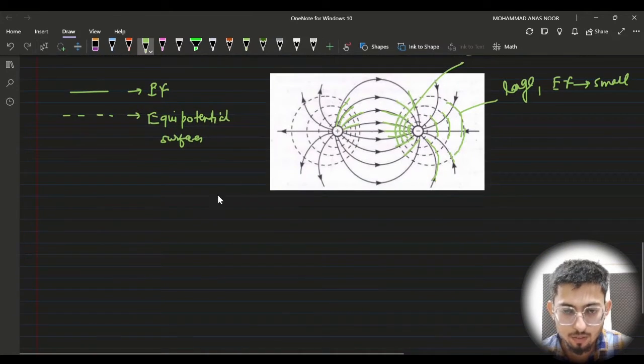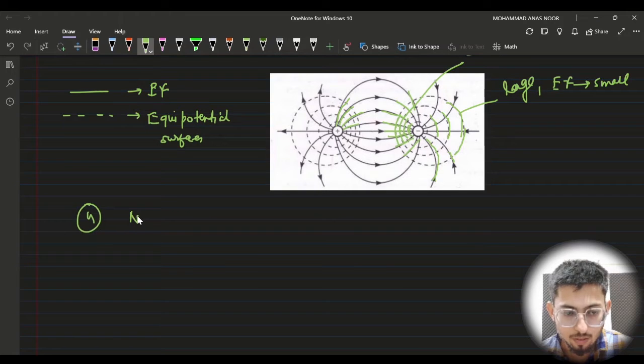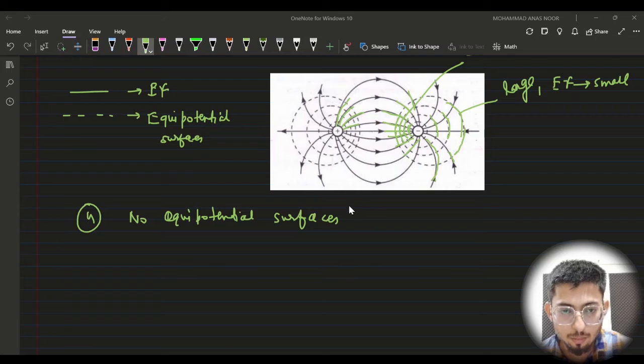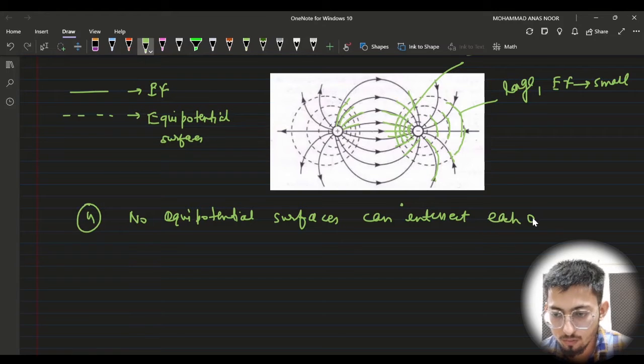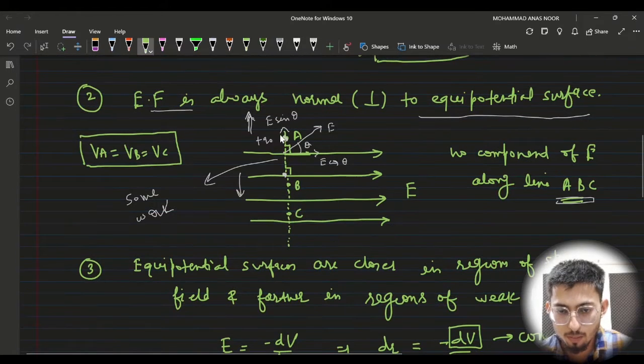And the last is no two equipotential surfaces can intersect each other. Right? Because if they intersect, like here, if you see this example, we can draw many equipotential surfaces like this, right?